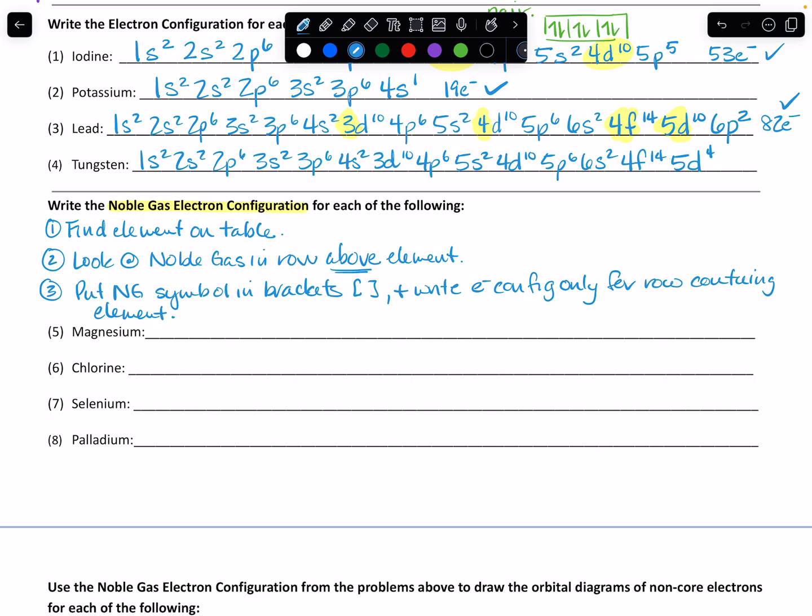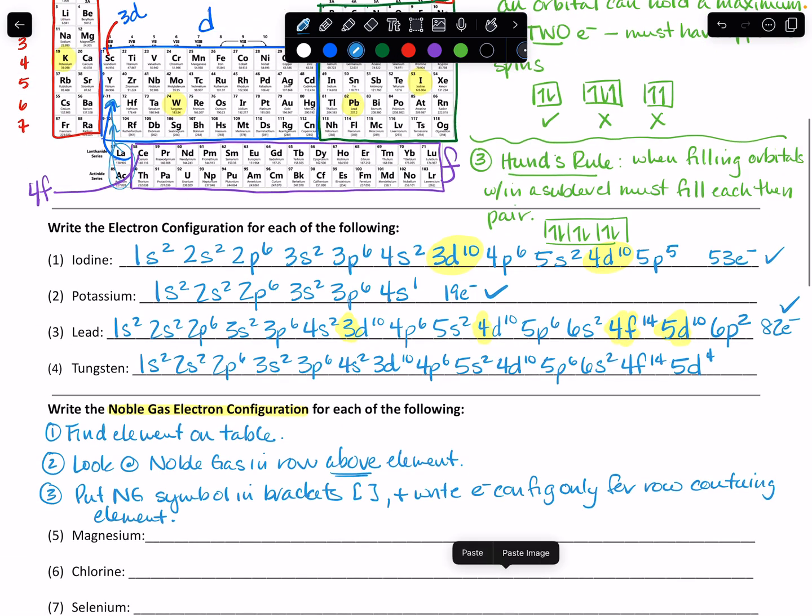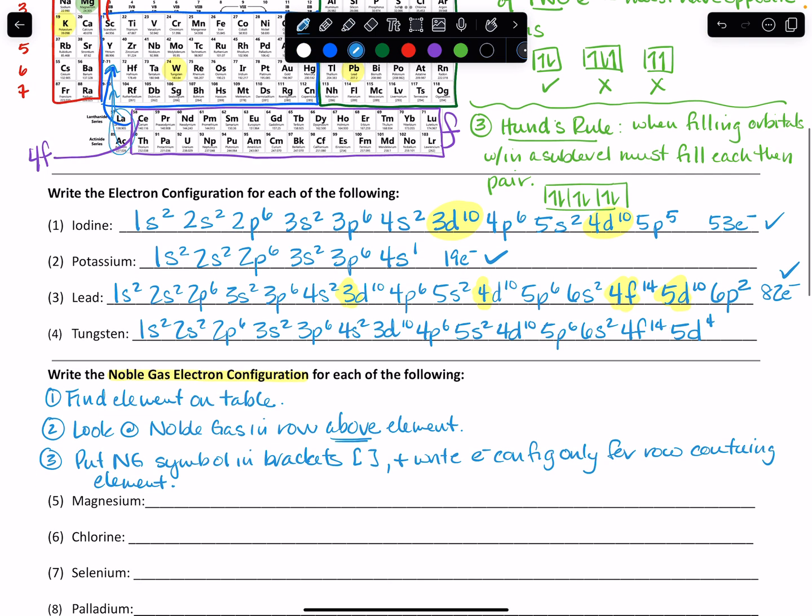So if we were looking, for example, at magnesium, let's just do magnesium. I'm going to do the full one, then we're going to do the shorthand. If I find magnesium on the periodic table, I'm going to change my, let's go with green. Here's magnesium. So it's going to be 1s2, 2s2, 2p6, 3s2. So that's the full configuration for magnesium.